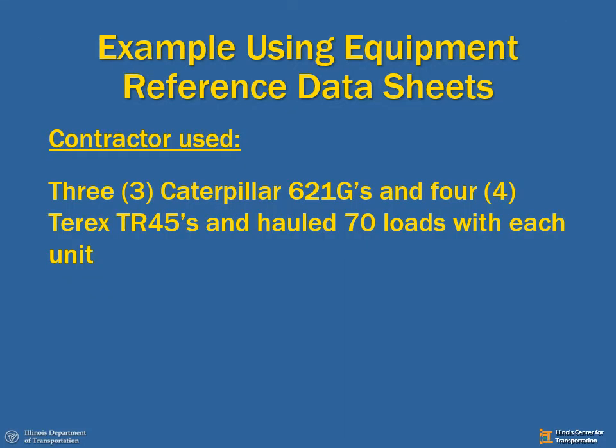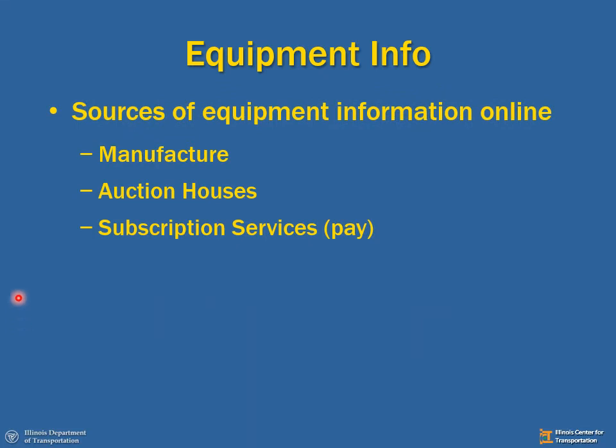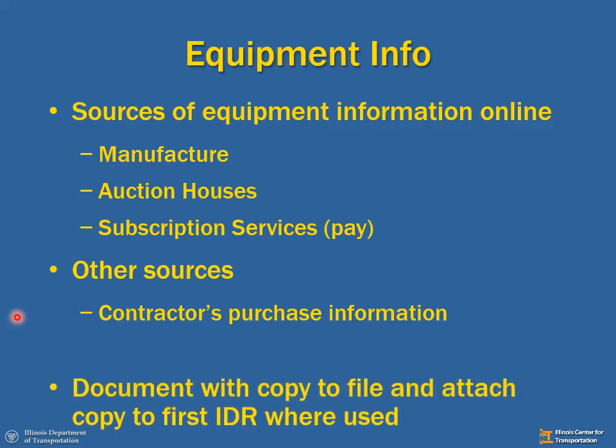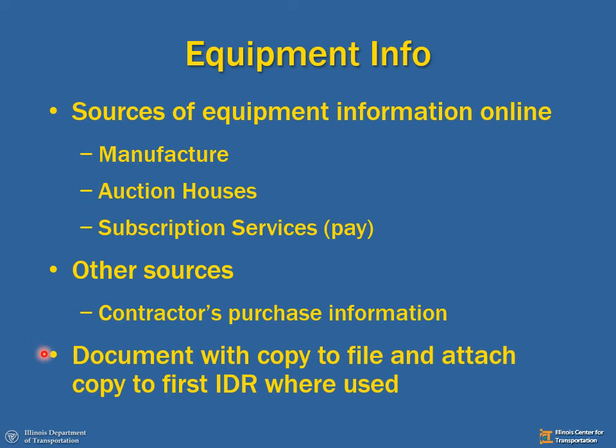Here's an example using equipment reference data sheets. The contractor used 3 Caterpillar 621Gs and 4 T-Rex TR45s. Each of the units, all 7 units, hauled 70 loads each. Let's look at how to find the equipment info. Sources can be from the manufacturer, auction houses, or subscription services such as Equipment Watch. Other sources could be contractors' purchase information, the actual data sheets on the pieces of equipment. We need to document this with a copy in our file and either attach it to the first IDR, or if you're in CMMS, you can upload it as a project document.